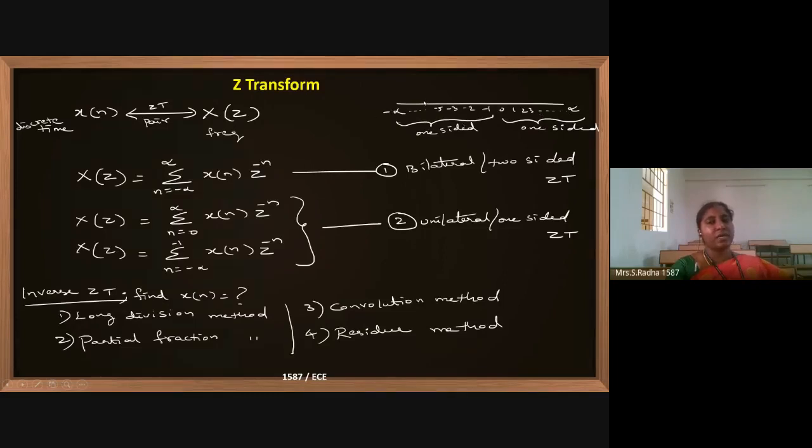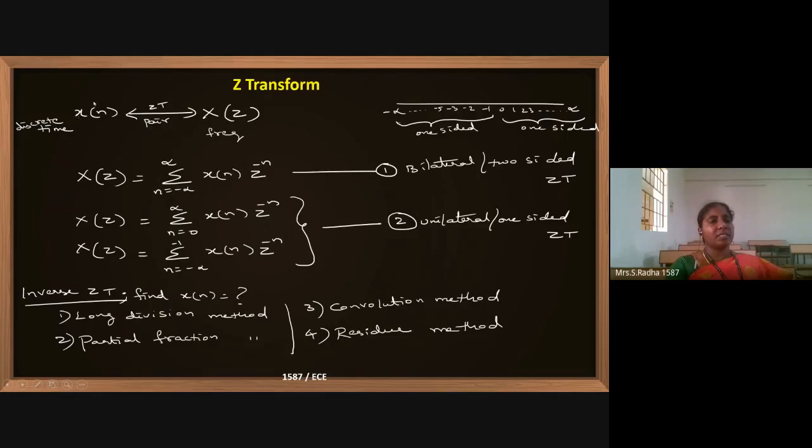If you take only negative values in the summation limits, that is one-sided Z transform. Only positive values, that is also one-sided Z transform, and 0 should be included with the positive values. That is a common standard thing you have to remember in Z transform. And if you take both minus infinite to plus infinite, both positive and negative side, that is called two-sided or bilateral Z transform. This is what we discussed in the last class.